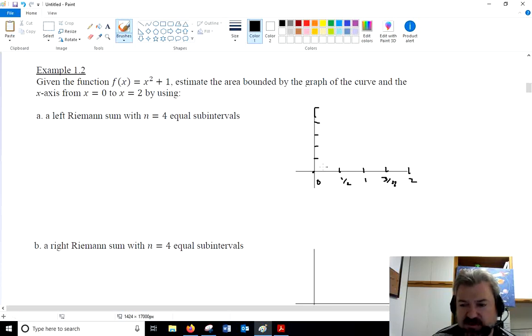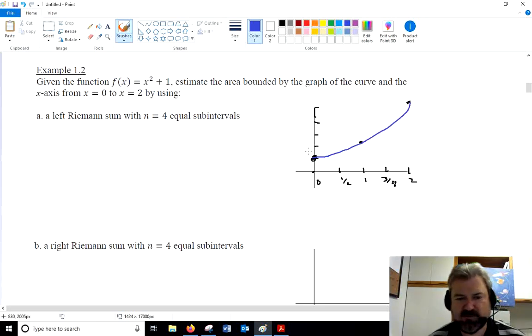All right, so 0 squared plus 1 is 1. 1 squared plus 1 is 2. 2 squared plus 1 is 5. So this curve is going to be something like this.